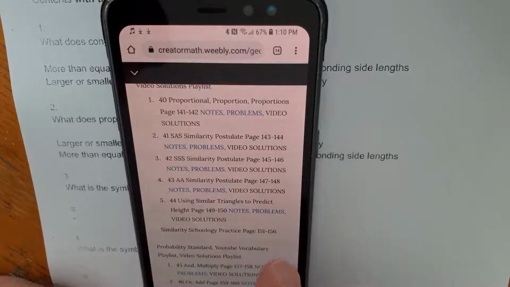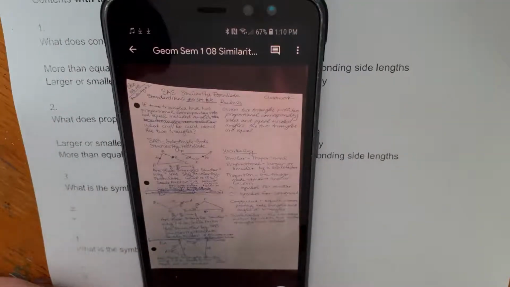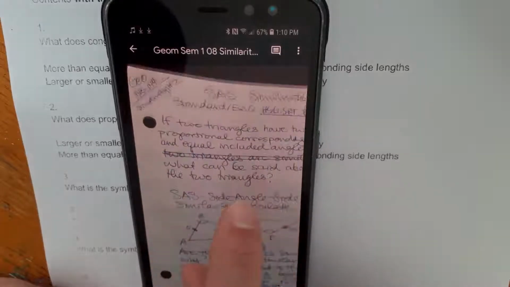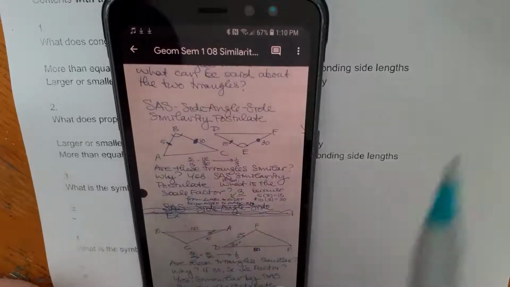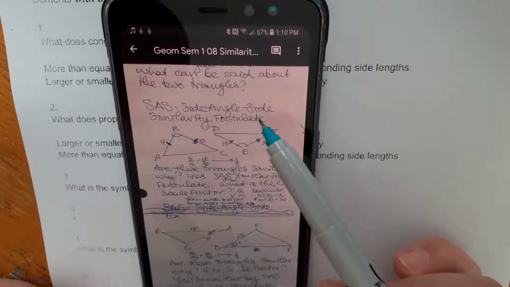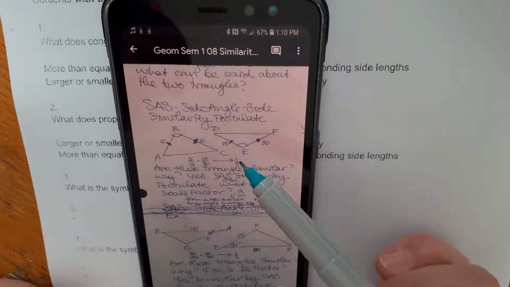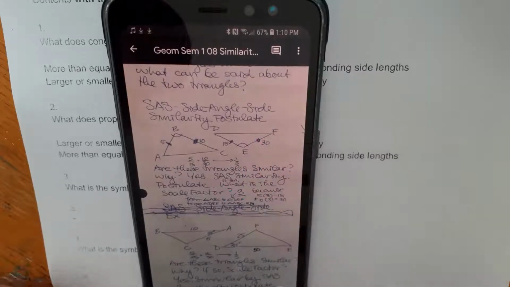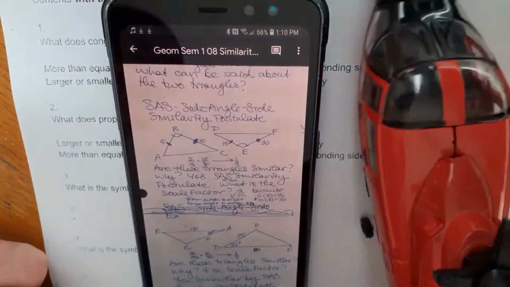Let's click Notes. Oftentimes it takes a couple loads to get this image to load. It'll either be a picture of my notes in this case or a picture of the board. It just depends what I've got available. So these notes go on those pages in your comp book, and they explain things like SAS is Side Angle Side Similarity Postulate. So what is similarity in geometry? It means proportional. I always try to pull out one of my models. Here's a model helicopter, right?